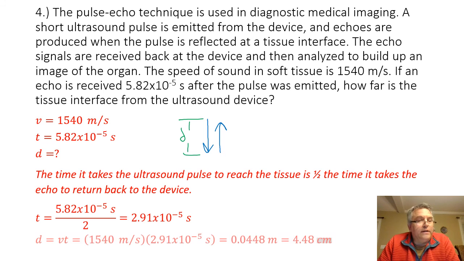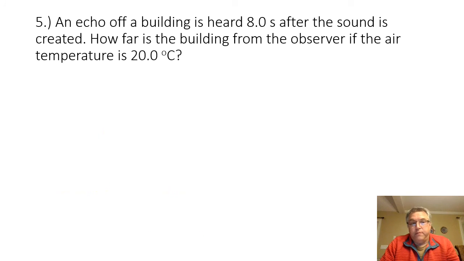Now to find the distance, I simply have to multiply the speed times the time. So 1,540 meters per second times 2.91 times 10 to the minus fifth seconds will give me a distance of 0.0448 meters or 4.48 centimeters.